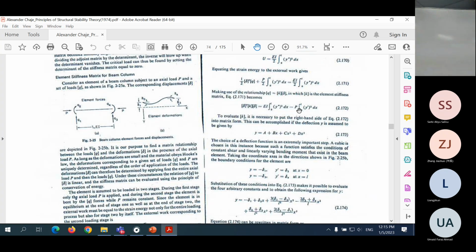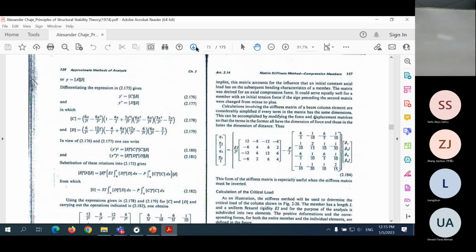We need to assume a cubic function here because at least we can simulate the condition of constant shear. So for a beam bending problem, the function that we need to assume is at least cubic. So start from here, applying this, come from this. Then rearrange this in terms of a function multiplied with delta 1 plus a function multiplied with delta 2 plus a function multiplied with delta 3. So that is where we get into that form.